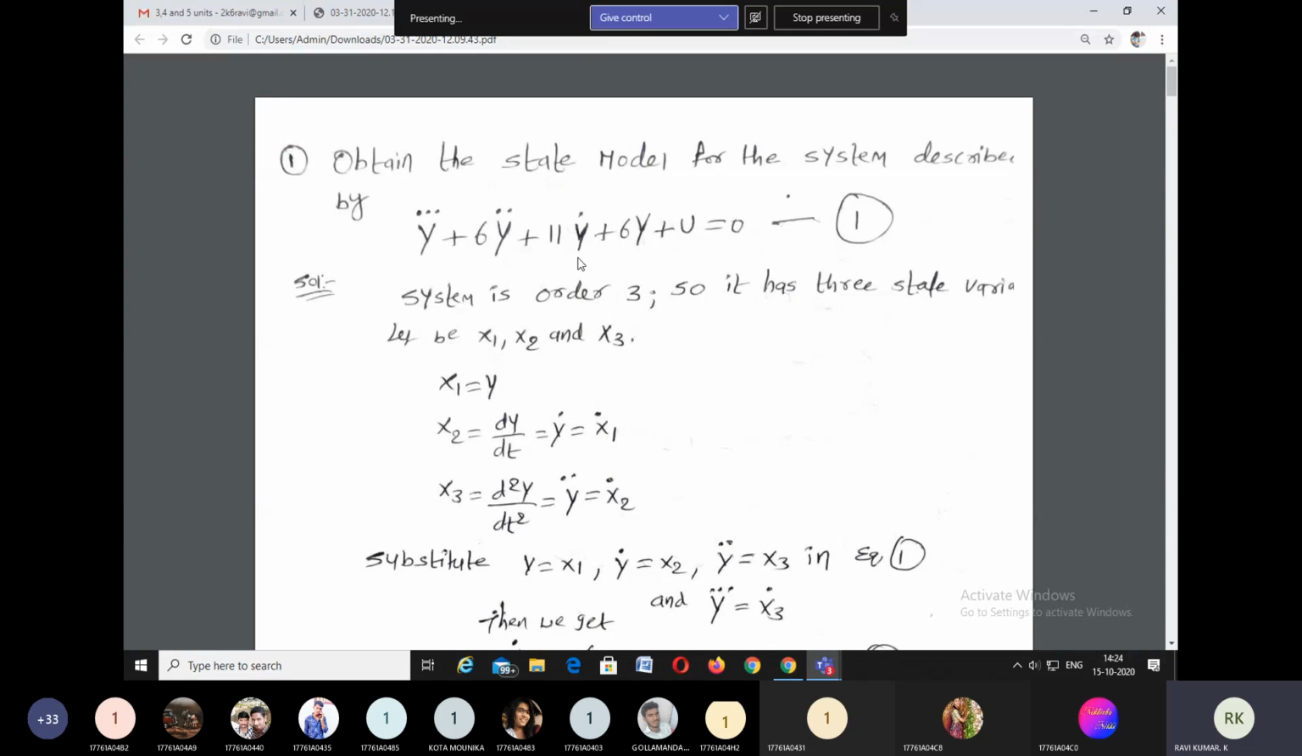Now what you have to do is write the state space model for that actual system behavior. So how do we write that? The question is: obtain the state space model for the system described by y third derivative plus 6 y second derivative plus 11 y first derivative plus 6 y plus u is equal to 0. This is the problem they have given. Now we have to write the state space model for this differential equation. The main important point here is that, first of all, you have to assume the number of state variables for the system. Why? Because the state space model representation is x dot is equal to ax plus bu.